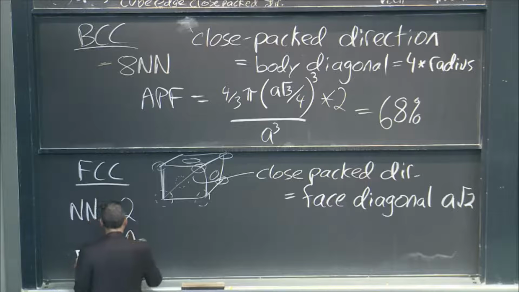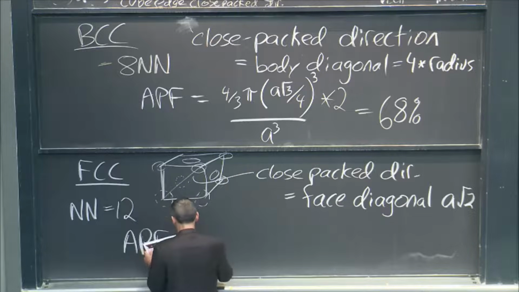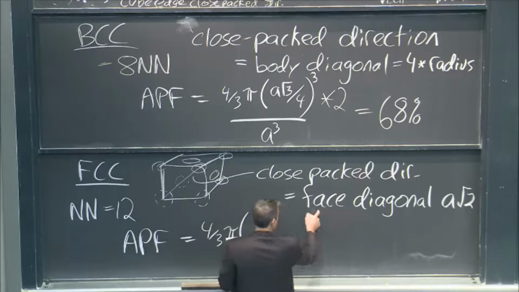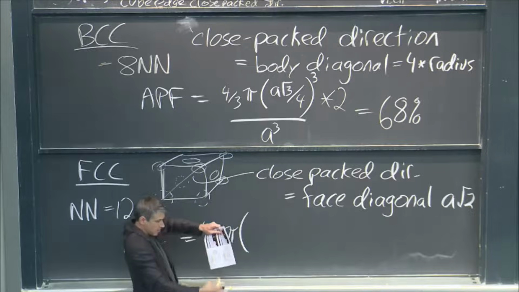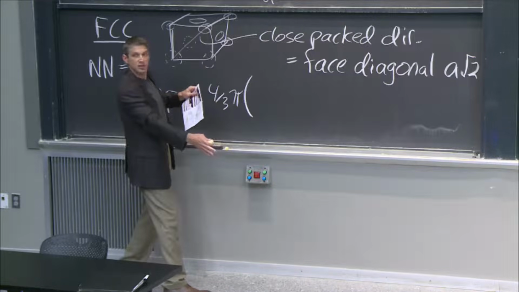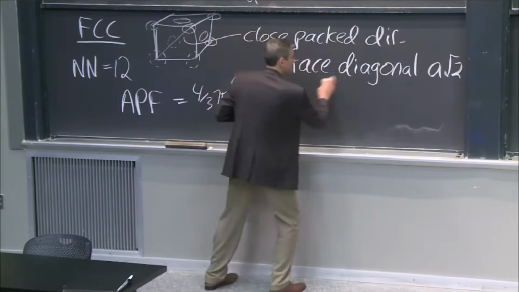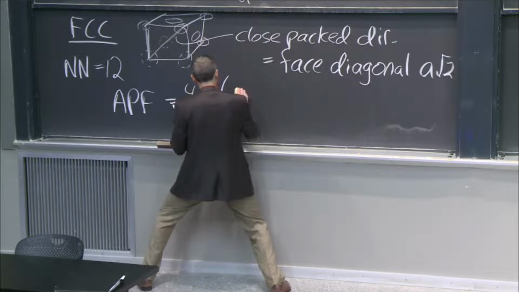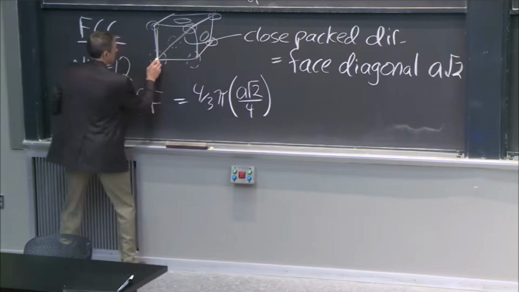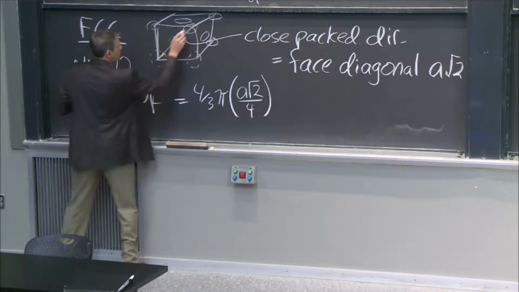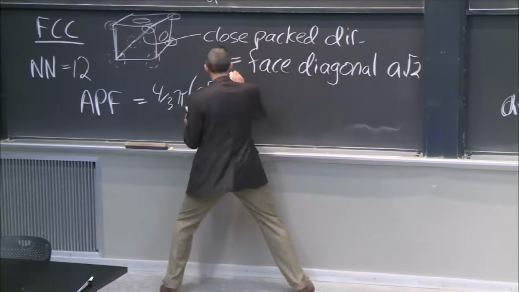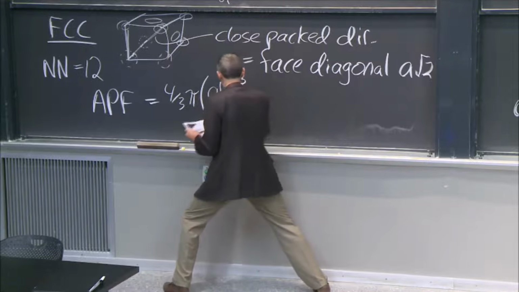And the atomic packing fraction for FCC is 4/3 pi times, and now here we go, right? When I expand them, it's along the face that they're going to touch, right? So that's the closed pack direction. Face diagonal, that's this one here, right? So it's a root 2 over 4, because again, I've got a radius and another and another and another. There's 2 diameters worth that go across that face. And so that's going to be cubed, divided by a cubed.